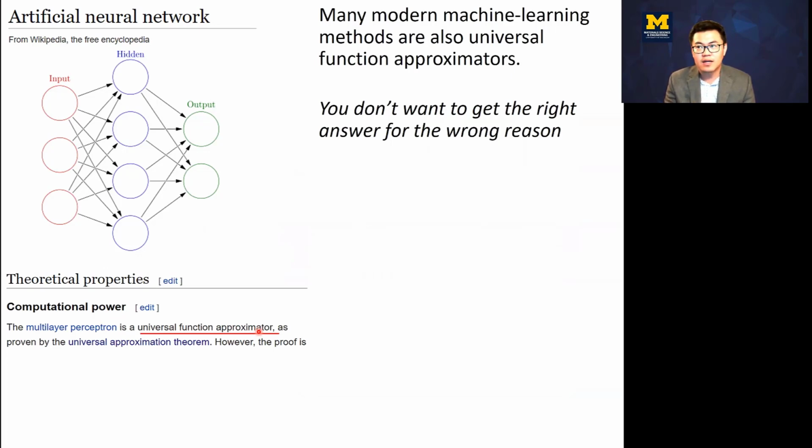Now, what I want to emphasize here is that if you have an epicycle description of the solar system, you might be able to get good predictions, but you don't want to get the right answer for what I would say is the wrong reason, right? You don't actually have planets going on shells upon shells.